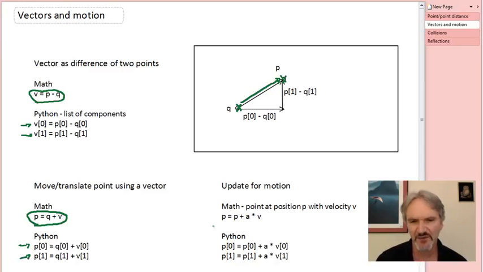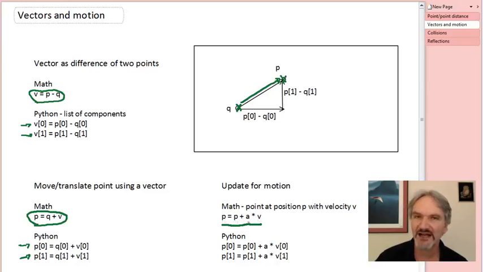So Scott derived an equation that talked about how to update the position of a ball on the canvas, this ball physics example. And the update equation was something like this. It said that the new position of a point was equal to the old position of a point plus some multiple of the velocity vector. So we did point equals point plus vector.